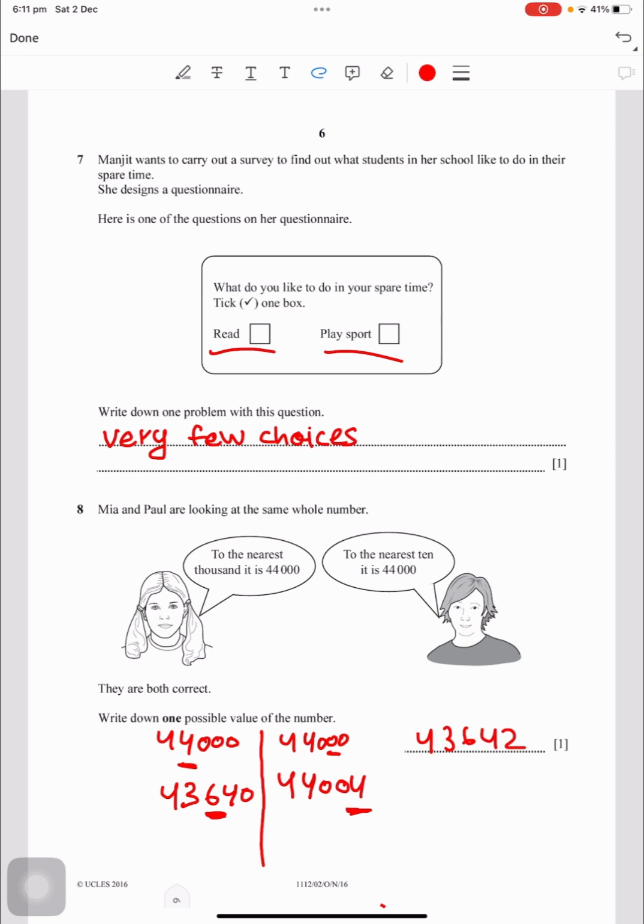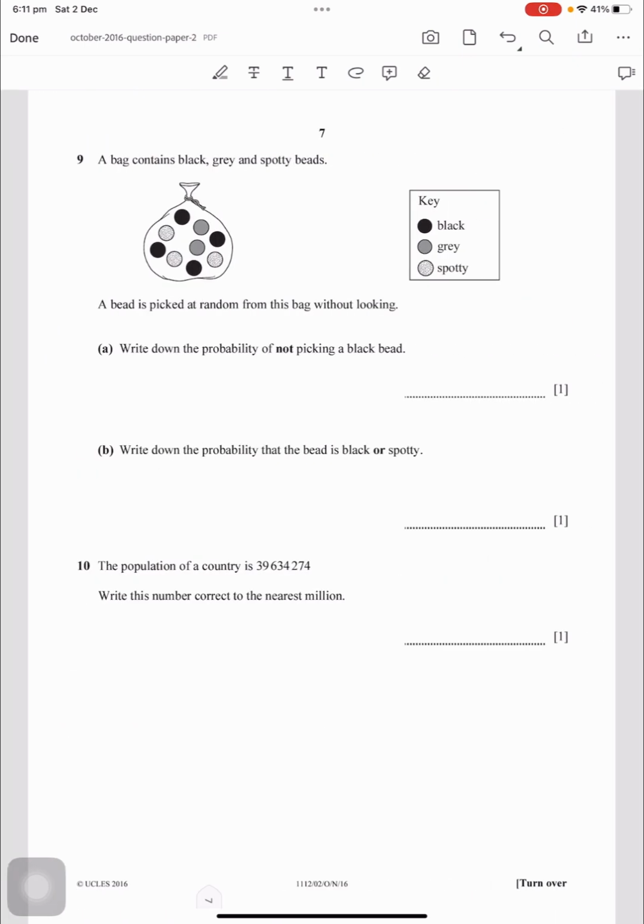This can be a number, but there's lots of possibilities on what your answer could be. So yeah, next question. Okay, question number 9. A bag contains black, gray, and spotty beads. A bead is picked at random from this bag without looking. Write down the probability of not picking a black bead.